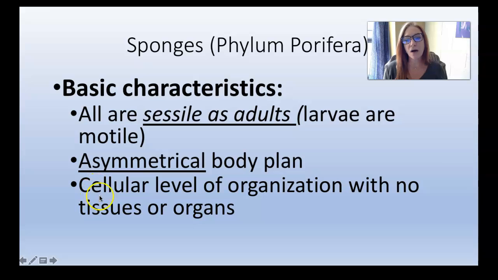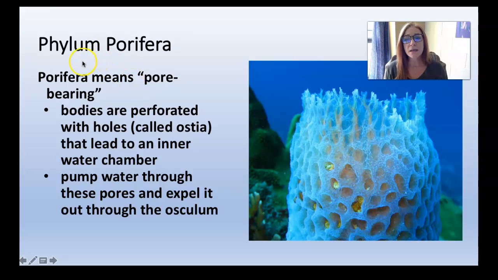And then they are, again, super simple. They are at the cellular level of organization. They're the only animals that have this. They have no tissues, no organs, no organ systems, no mouths, no brains, no eyes, no nothing. They are just 4 different kinds of cells that live together. Okay? Now, a little bit about the terminology and some new vocabulary.